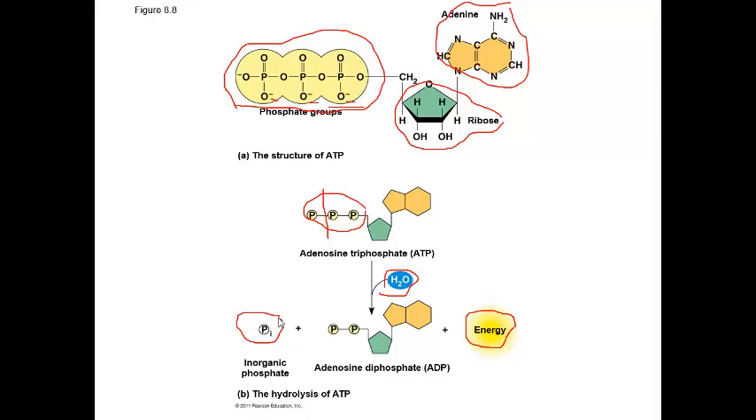You can see that when ATP becomes hydrolyzed, it is converted into ADP, adenosine diphosphate, and a phosphate group. This reaction is an exergonic reaction, or it's a spontaneous process, because you have a high energy reactant being broken down into a low energy product, and we have a release of energy.